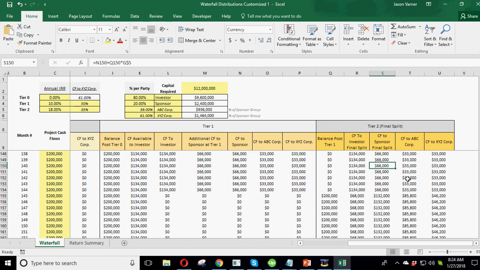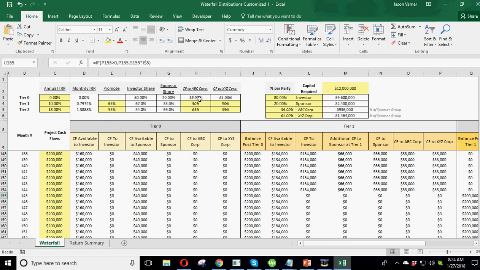So in this final split, this is actually going to have the cash flows for the entire project in it, and it will pull from these first two upper levels to get a final version of what the cash flows should look like. So you can see in month 145, we're now splitting it so the sponsor is actually getting more of this cash since the internal return is now 18% or more. And then the split between ABC and XYZ has changed. So now ABC is getting more than XYZ. As you can see here, ABC goes from 39 up to 65.